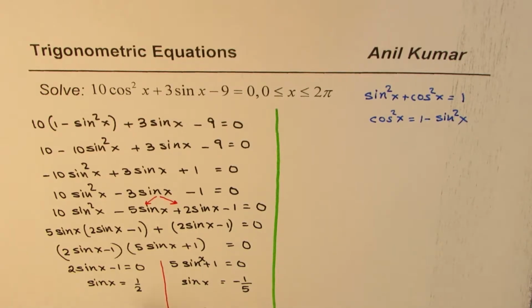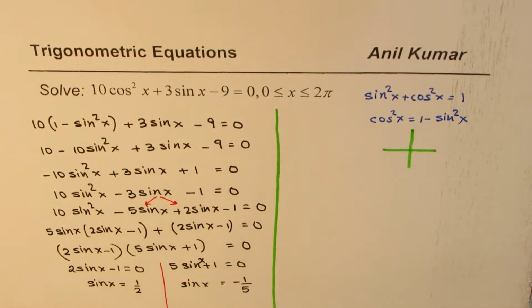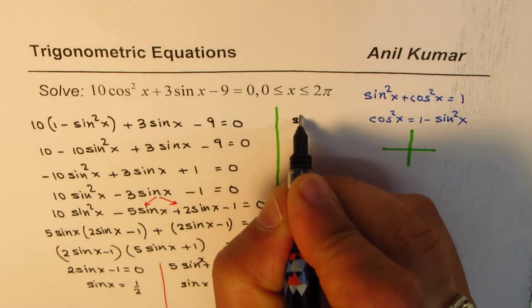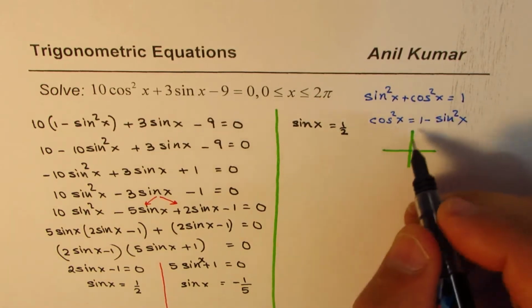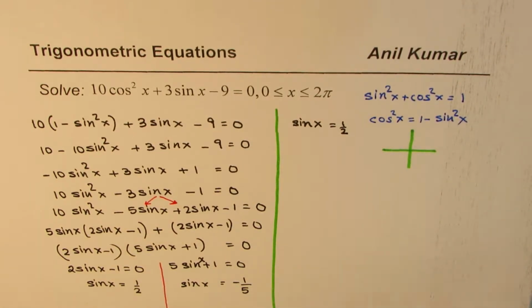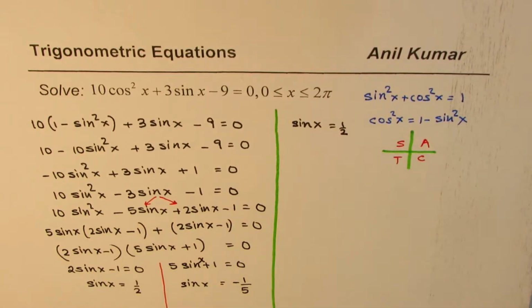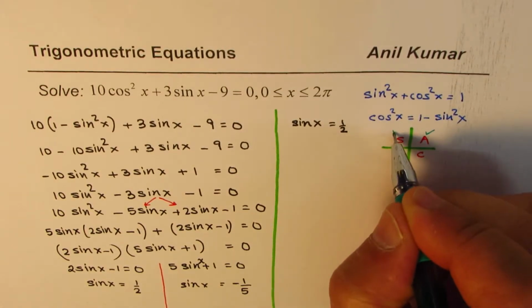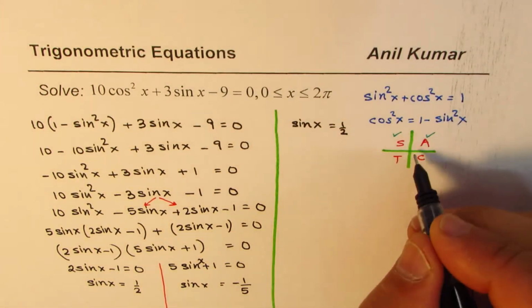So let's begin with the first one, which is sine x equals half. So sine x is half, that means sine x is positive. We are looking for solutions for sine x equals half. So we'll get two positions. Applying the CAST rule, let me write it down here. We know sine is positive in quadrant 1 and in quadrant 2. So there are two positions which can give us this result in the interval 0 to 2 pi.